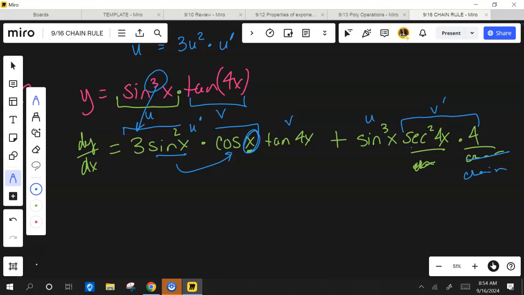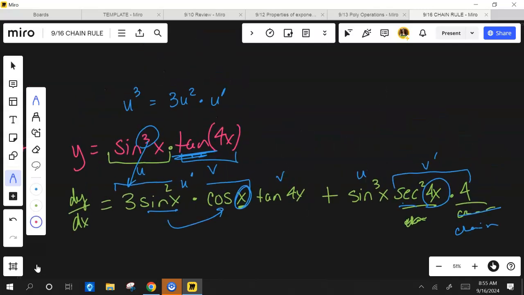I've got derivative of the outside. I've got power, right? No. Derivative of tangent. There's no power there, yes? So derivative of tangent is secant squared. The argument stays the same. Then I have to take the derivative of the argument inside.